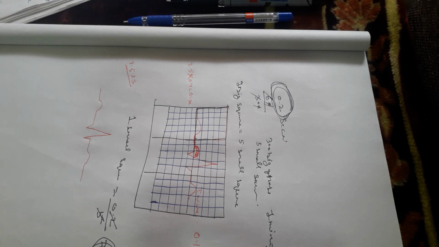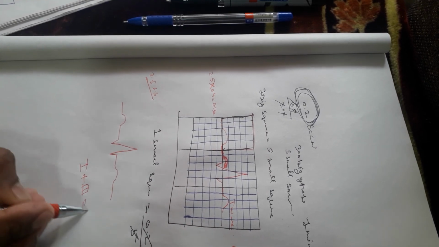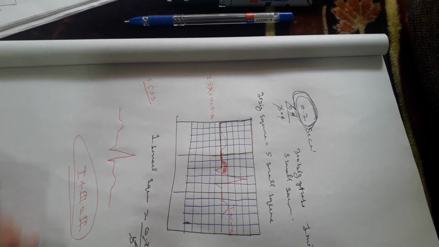And chest leads are 6 in number, unipolar limb leads are 3 in number, and bipolar limb leads are also 3 in number. And bipolar limb leads show Einthoven's triangle, and Einthoven's triangle forms Einthoven's law. It means 1 plus 3 is equal to 2. We will prove it in the next video.